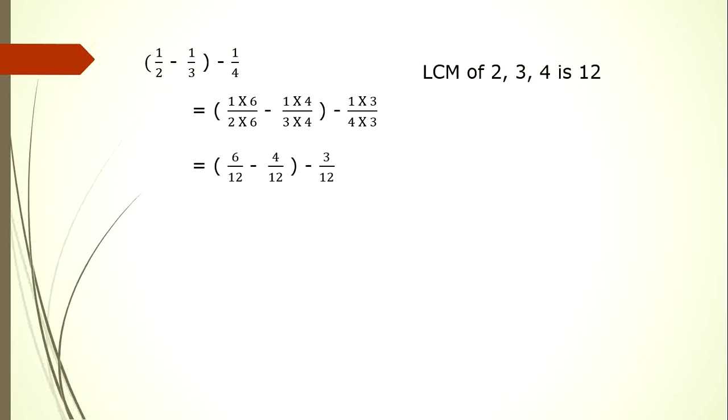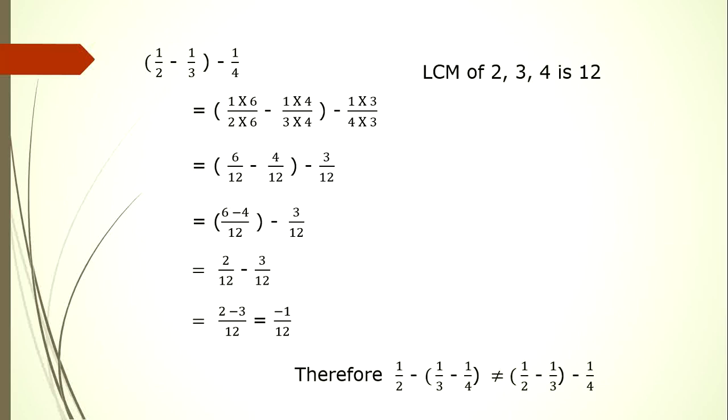On multiplication we get 6 by 12 minus 4 by 12 minus 3 by 12. Now in the bracket we have 6 by 12 minus 4 by 12, which needs to be simplified first. So 6 minus 4 by 12 minus 3 by 12, which gives us 2 by 12 minus 3 by 12, and we get the answer as minus 1 by 12. In the earlier case we got 5 by 12, and here we got minus 1 by 12. Are they the same? No. So we can say that 1 by 2 minus 1 by 3 minus 1 by 4 is not equal to the same expression with the brackets placed differently.